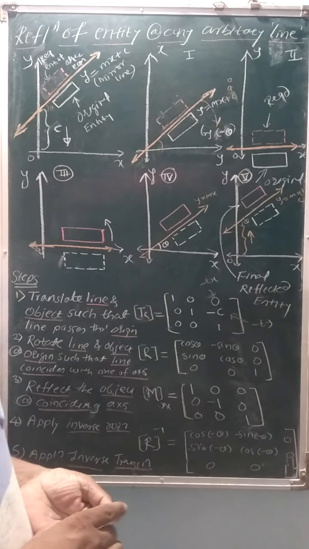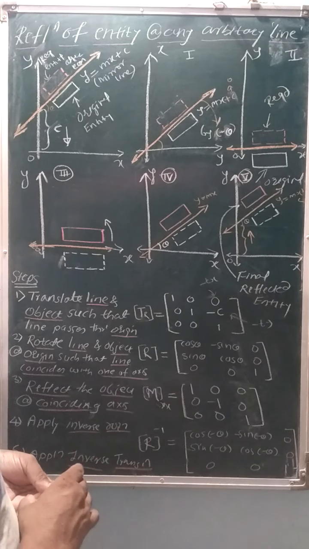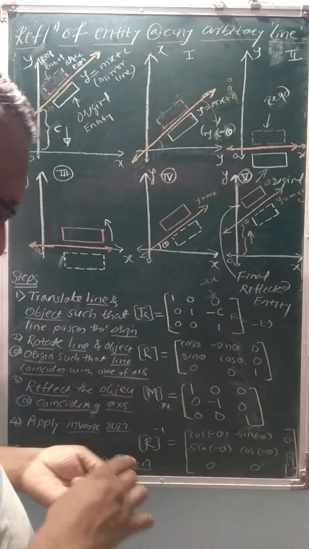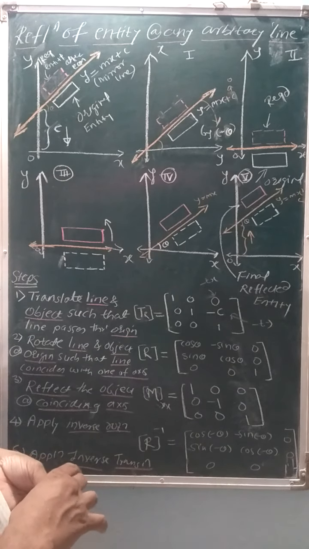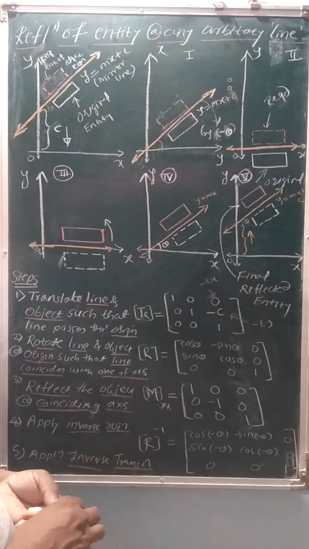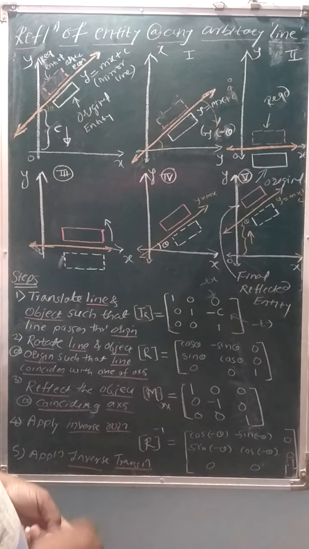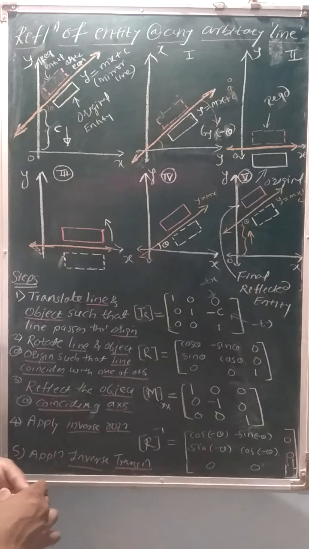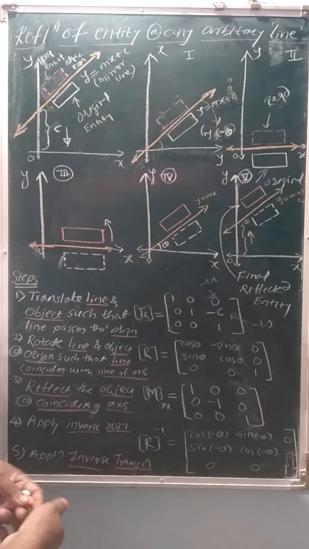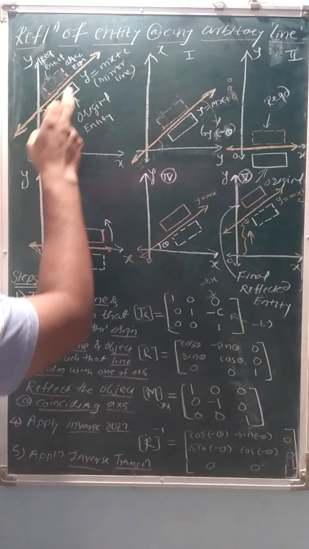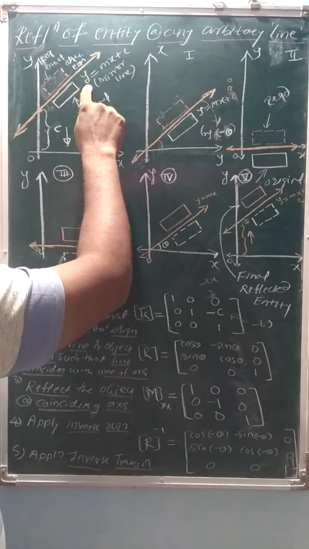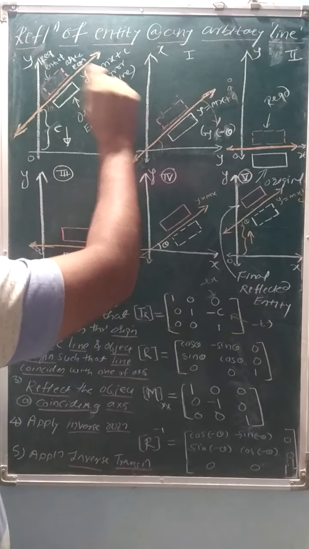This is the next topic, reflection of an entity about any arbitrary line. Up till now we have seen reflection of any entity about the origin, or about the x-axis or y-axis. Here we are going to reflect this entity about any arbitrary line. This orange color line is any arbitrary line having the equation y equals mx plus c.